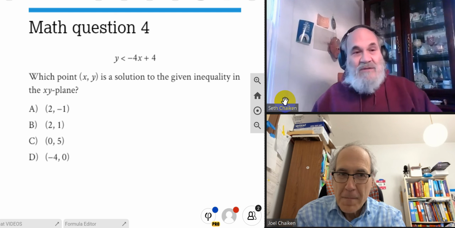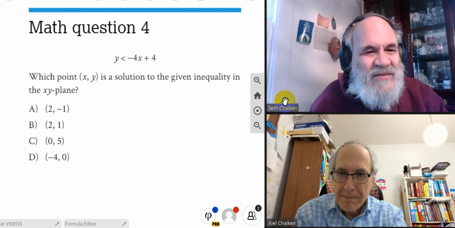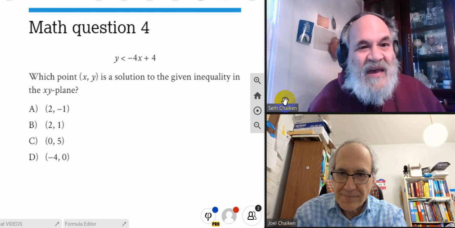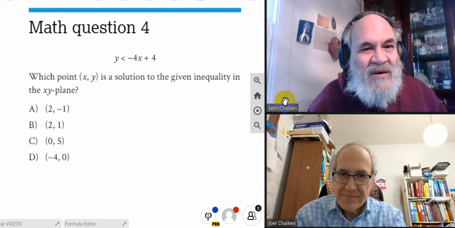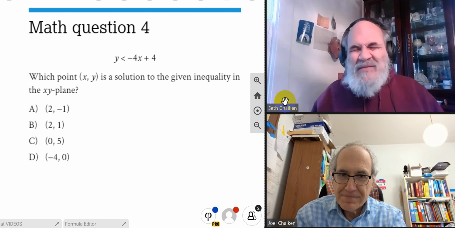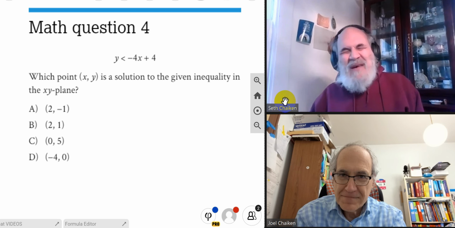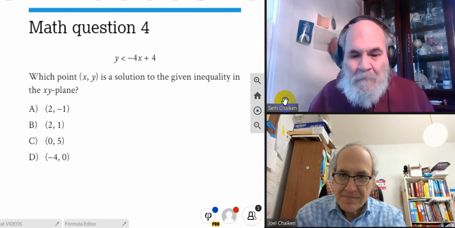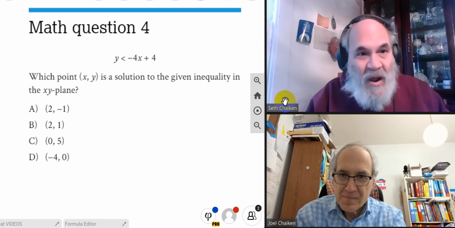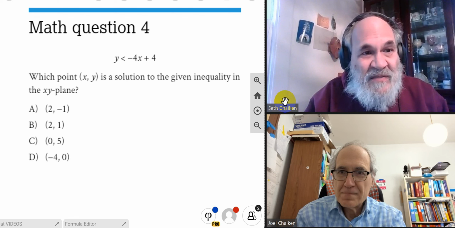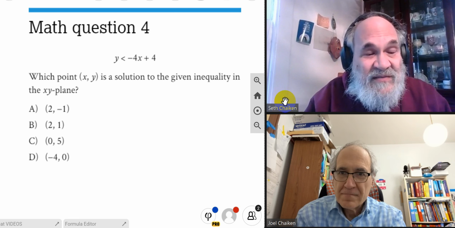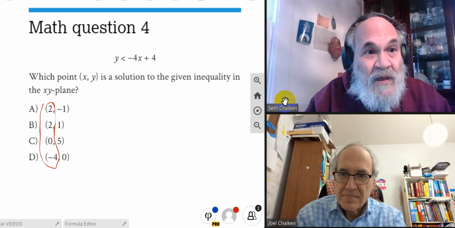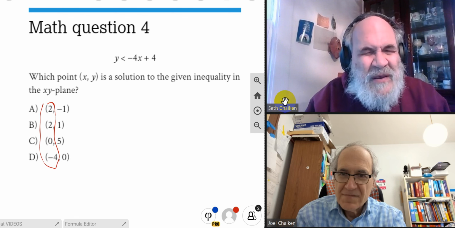Okay, well, the question is, which point (x, y) is a solution to the given inequality? I say in the xy plane. The way I would do it is I would notice that they neatly list the y values. And my approach is simply brute force.